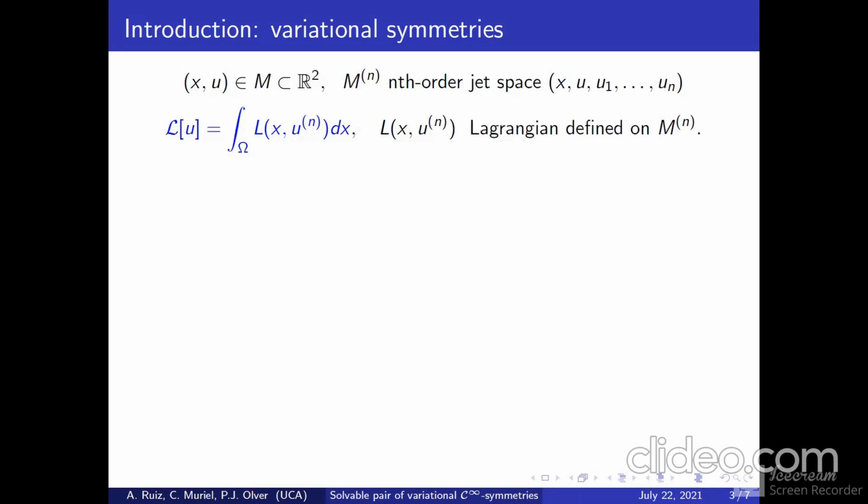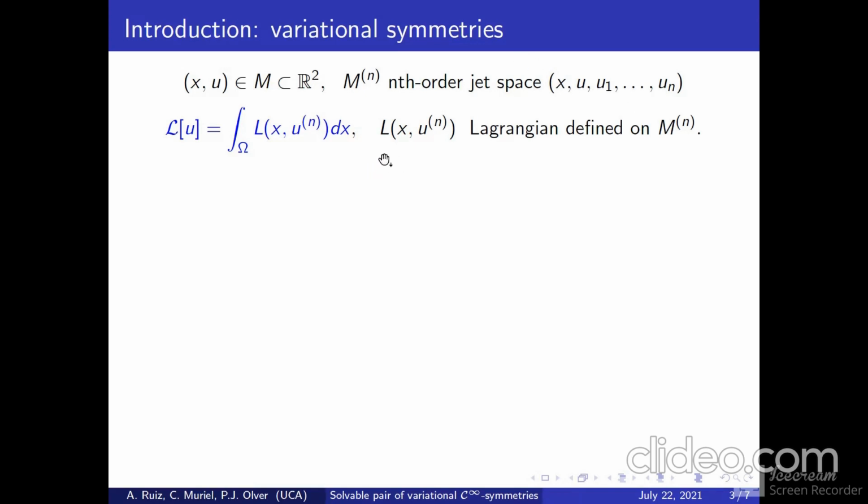So throughout this presentation, M will denote an open set with coordinates x and u, where x will denote an independent variable and u will act as the dependent variable. Also, M^n will denote the nth order jet space, which has coordinates x, u, u_1 up to u_n, where u_i denotes the derivative of order i of u with respect to x.